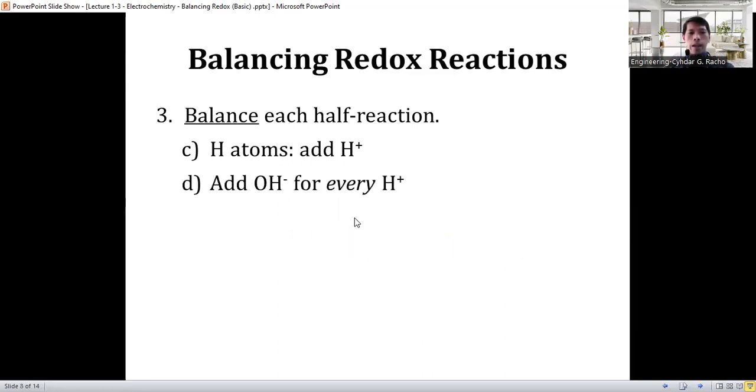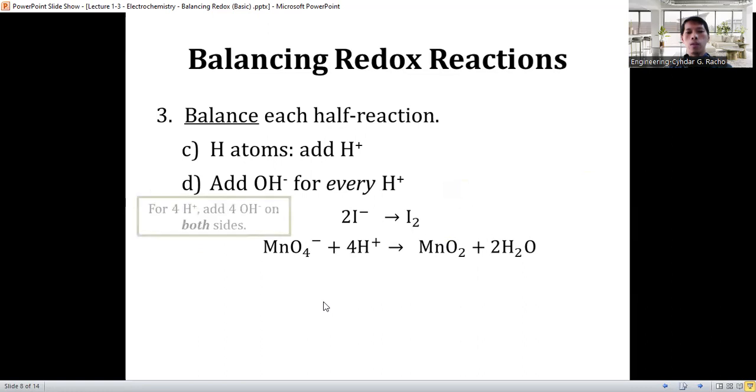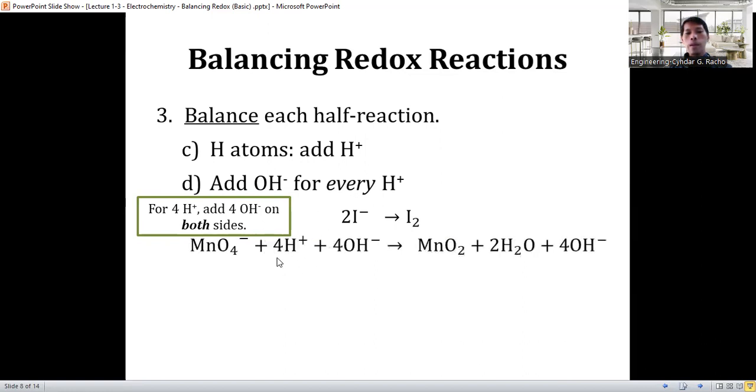All right, so letter D, add OH for every H plus. Here, we don't need to add OH because there is no H there. Next, here, we need to add OH for every H plus. We can see H plus here, so we need to add OH on the left side of the equation. We need to add 4 OH on both sides. So we add 4 OH here and here we also add 4 OH.